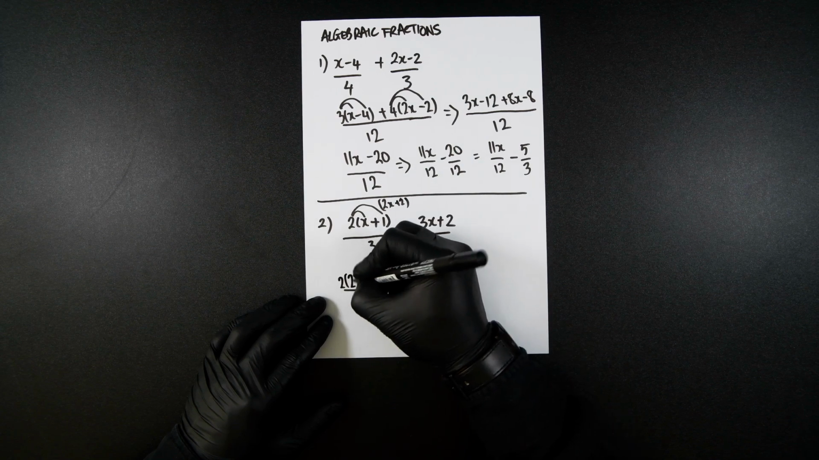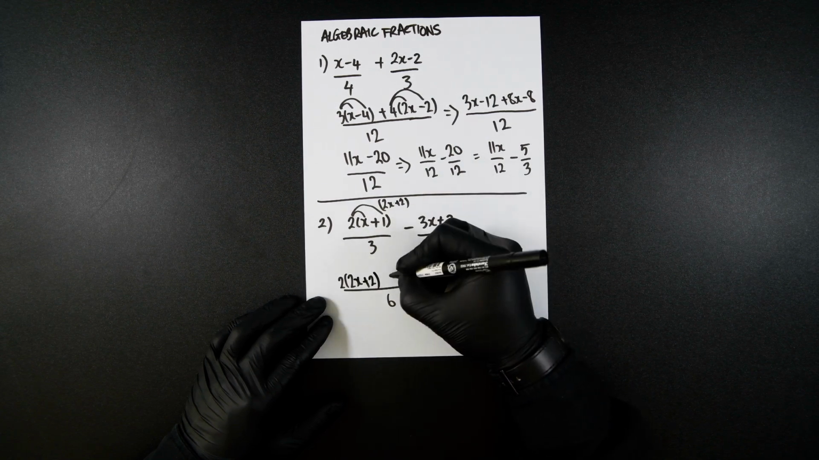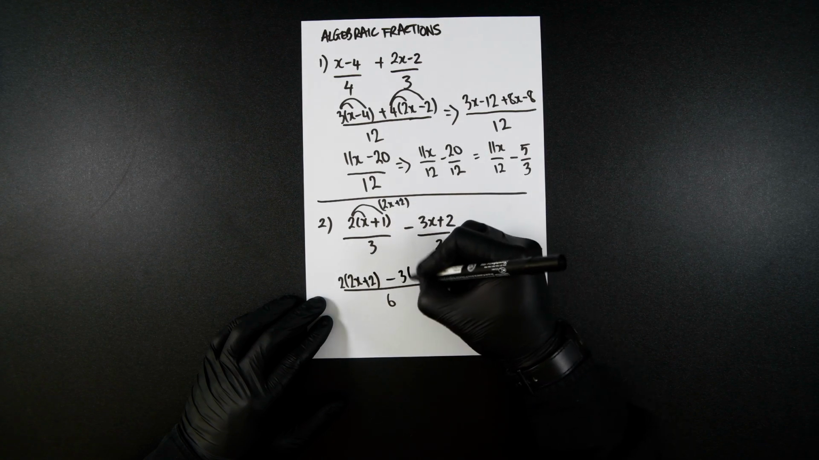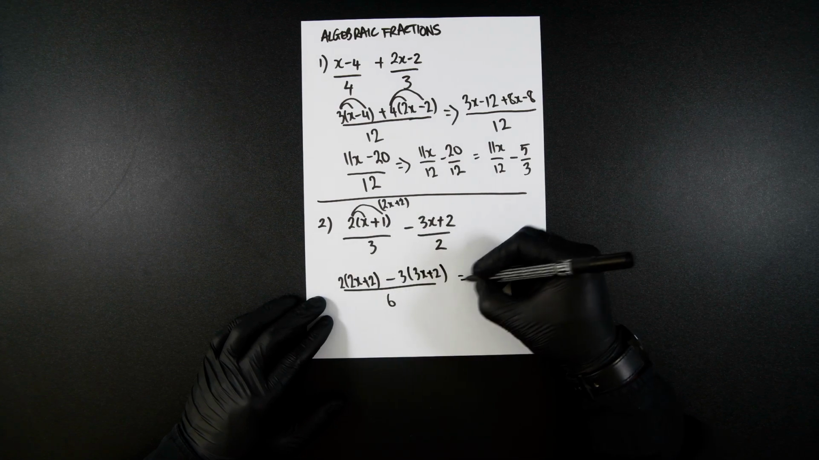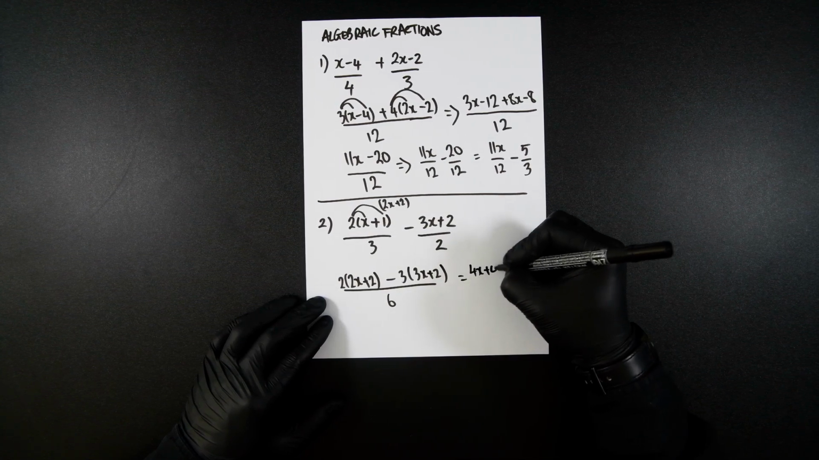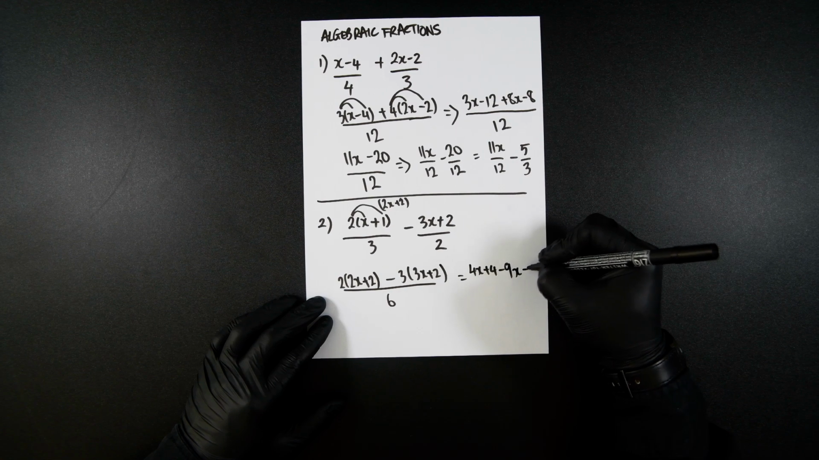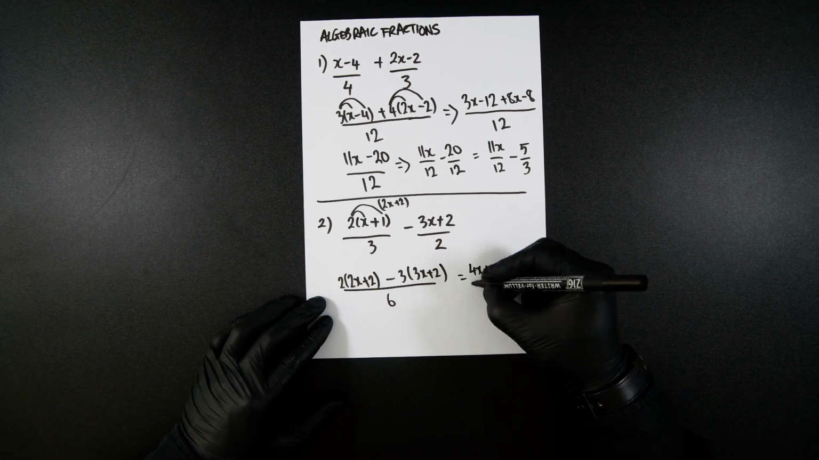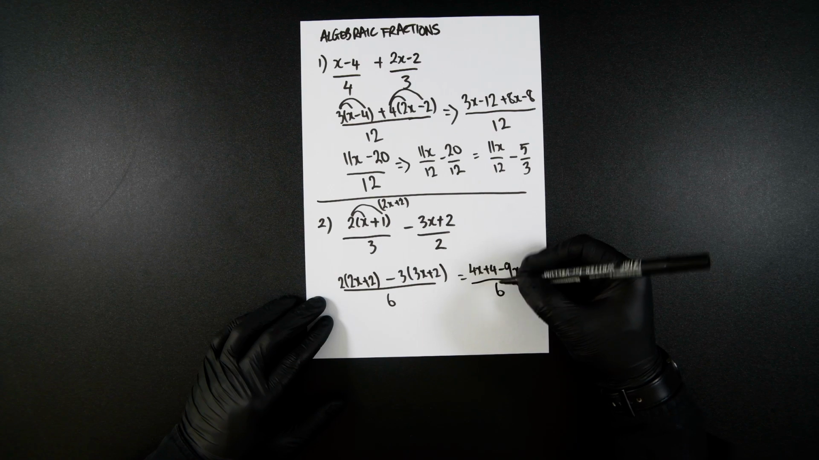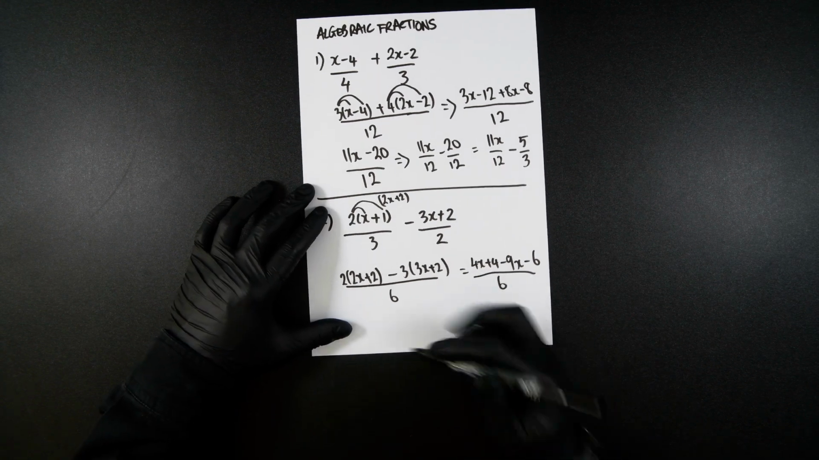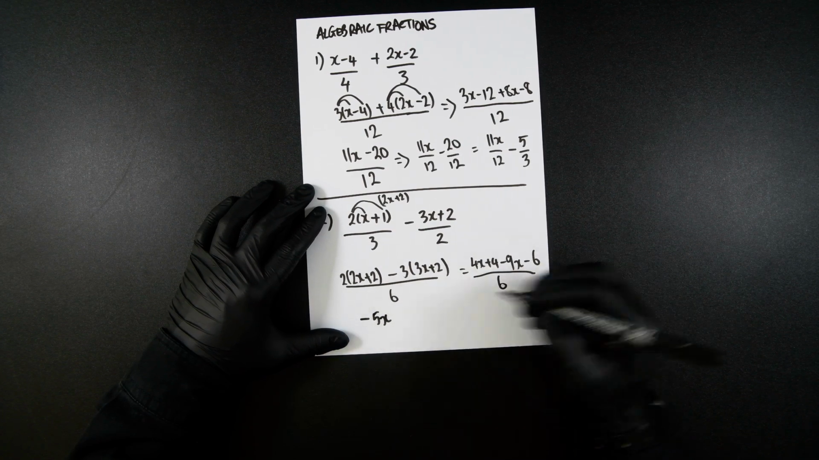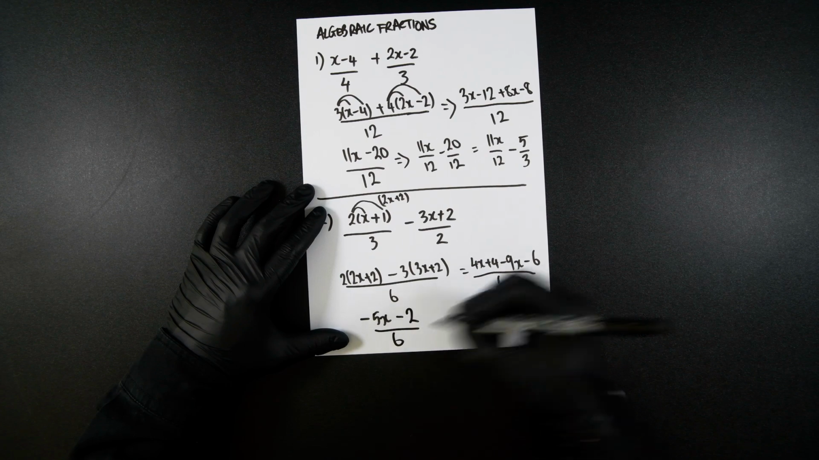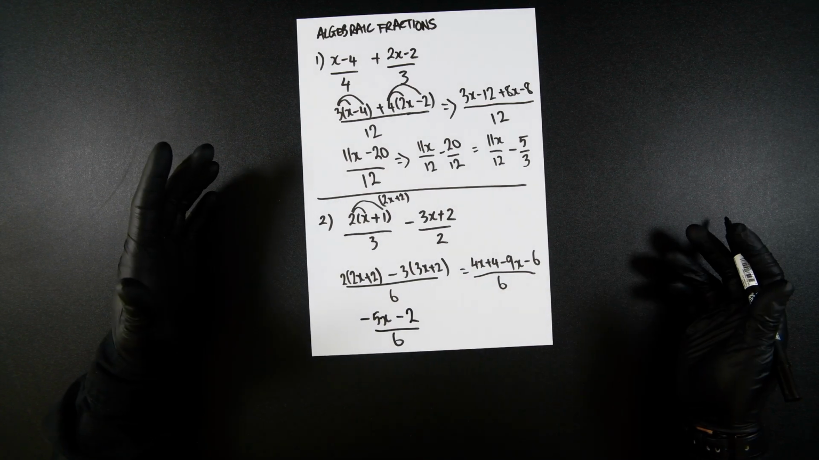So we're going to get 2x plus 2, minus 3 times 3x plus 2. Let's expand this top. So you're going to get 4x plus 4 minus 9x minus 6, all divided by 6. We can now clean up. So we've got 4x minus 9x, that's minus 5x. And we've got 4 minus 6, which is minus 2, all divided by 6. And right there, we're kind of done.